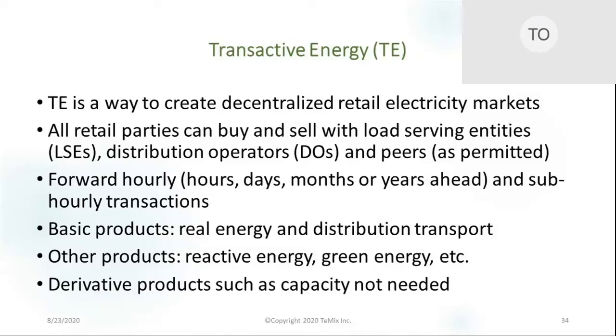A key element is that we define two basic products, energy and transport, on the distribution grid. In my opinion, it's important to separate those two products, because once you separate them, you can work with a distribution operator that's much like the structure of current distribution operators, and not have to create a DSO that simultaneously has to manage energy as well as the distribution grid itself. A big simplification. Other products in this framework: you can have not only real energy, but reactive energy, or transact particular flavors of energy, such as green energy or solar energy. In this framework, derivative products such as capacity are not needed, which addresses the resource adequacy problem I just described. We get by without derivative products such as capacity through lots of forward contracts and highly dynamic real-time prices.